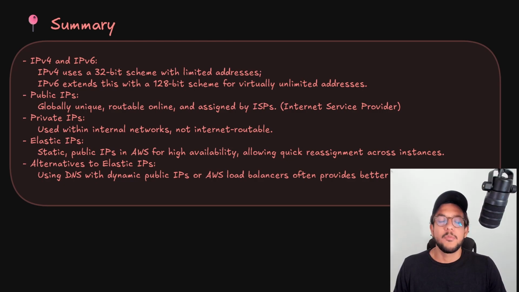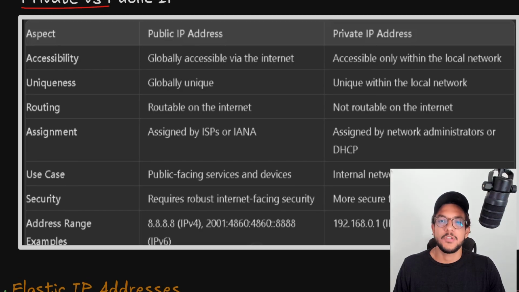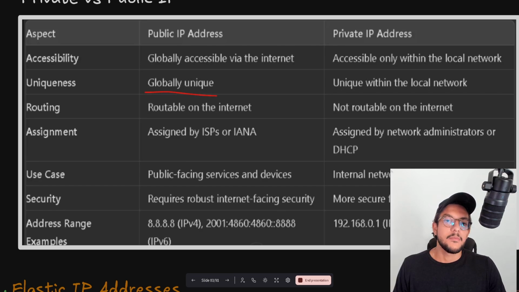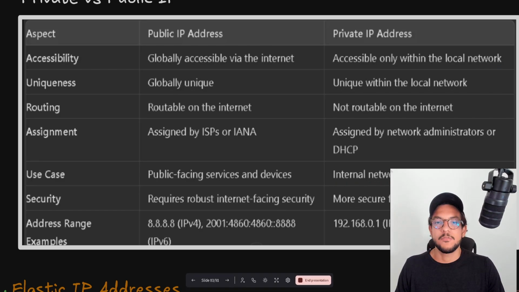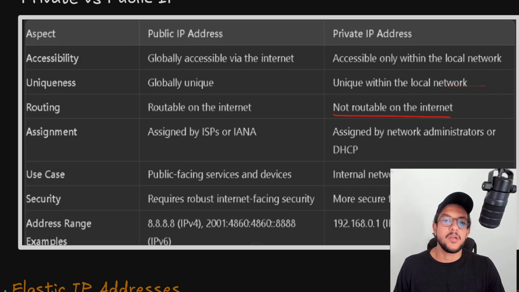Think of private and public IP addresses as the difference between your home address and your mail address. Public IP addresses are globally accessible, like your mailbox, where anyone can send mail. They are globally unique, routable across the internet, and assigned by ISPs or IANA. Private IP addresses are like your actual home address, only visible within your neighborhood. They are unique only within your local network, not routable on the public internet, and typically assigned by your network administrator.